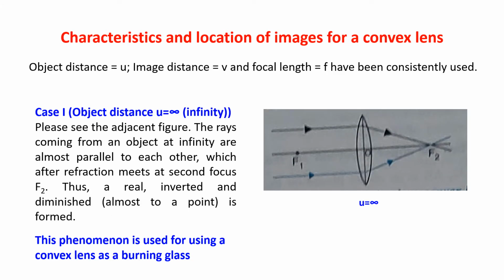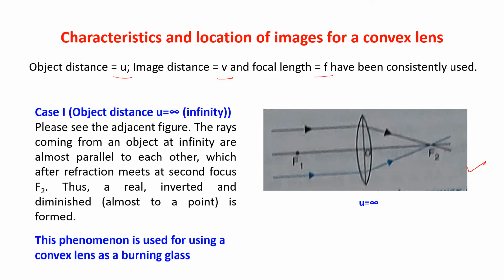Characteristics and location of images for a convex lens. Object distance we will take as U, image distance as V and focal length as F, as have been constantly used. Case 1, when the object is at infinity. See the figure here. The rays coming from an object at infinity are almost parallel to each other. So see here, all the parallel rays we have taken.